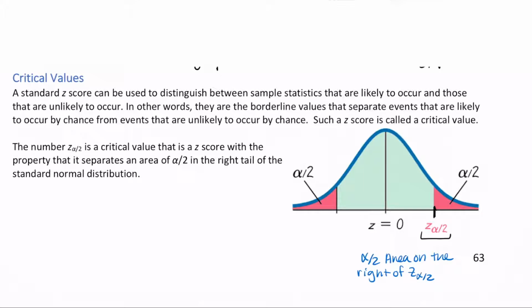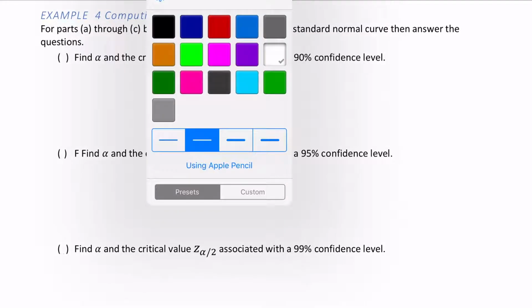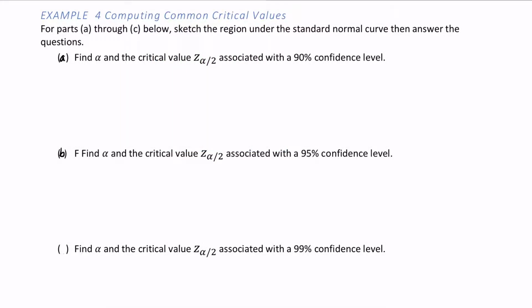Let's turn to the top of page 64. Example 4 is an activity that is best worked independently. So I'm going to do this first part with you. It's incorrectly labeled part E. If you have the updated notes, yours will not have those typos. So I'm going to walk you through part A. Then I'm going to have you pause your video and try parts B, C, and D independently.